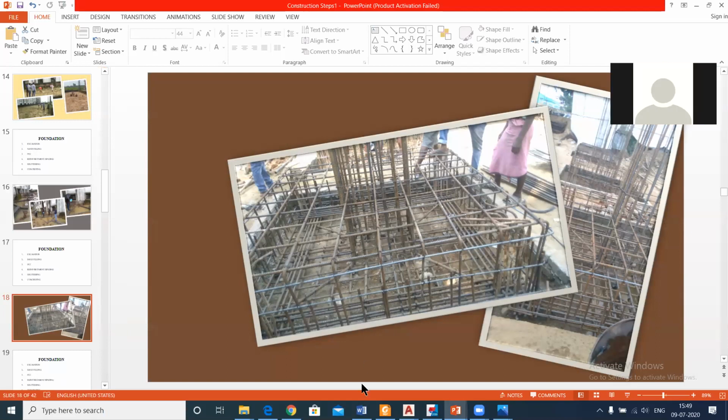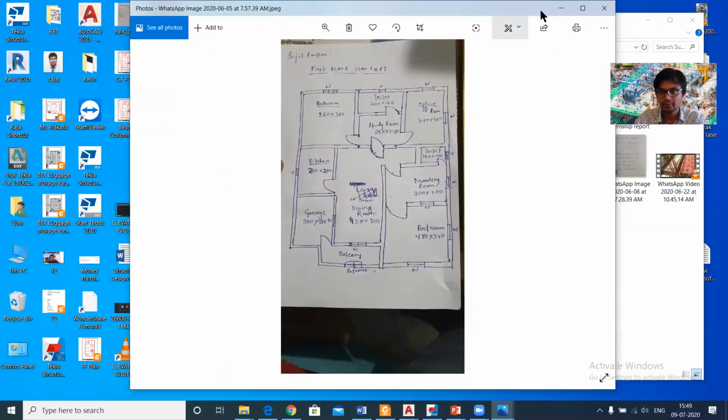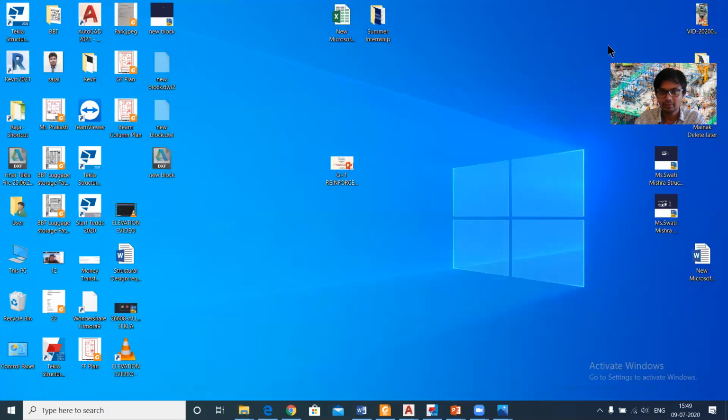Any other doubts? Sir, why is this bar not a bent up bar? So for that you need to know what is a bent up bar. Will you be seeing the beam column connections in the later classes? Yes, we'll be seeing beam column connections. Bent up bar is provided in the roof. Yeah, this is right. Chandan is right. Bent up bar is provided in the roof.